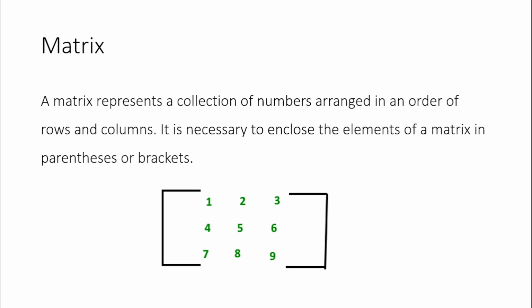Next we have matrix. A matrix represents a collection of numbers arranged in an order of rows and columns. It is necessary to enclose the elements of a matrix in parentheses or brackets. This is very similar to what you come across in class 11th or 12th, when you study matrices, right? So it is very similar to that. So this is a 3 by 3 matrix where if we go horizontally, these are rows, and if we go vertically, these are called columns.